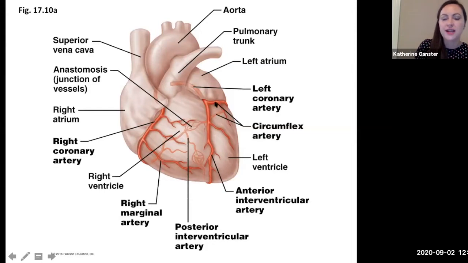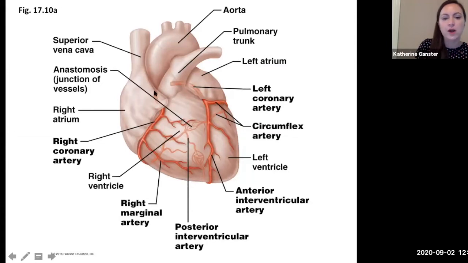So here's the anterior surface. It wraps around and goes to the back, at which point you're seeing the posterior surface of the heart in the shaded, ghosted area here. This is the circumflex artery because it goes around the circumference of the heart.